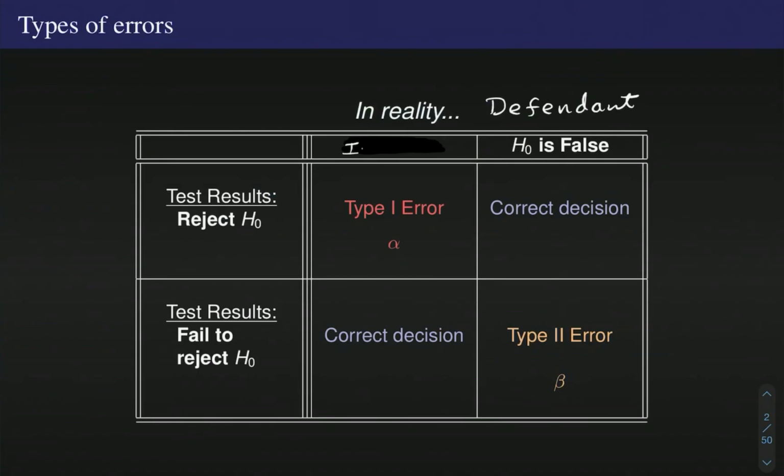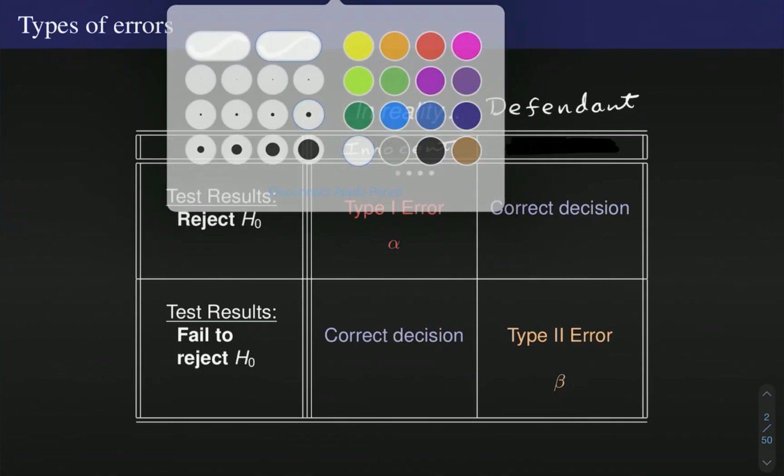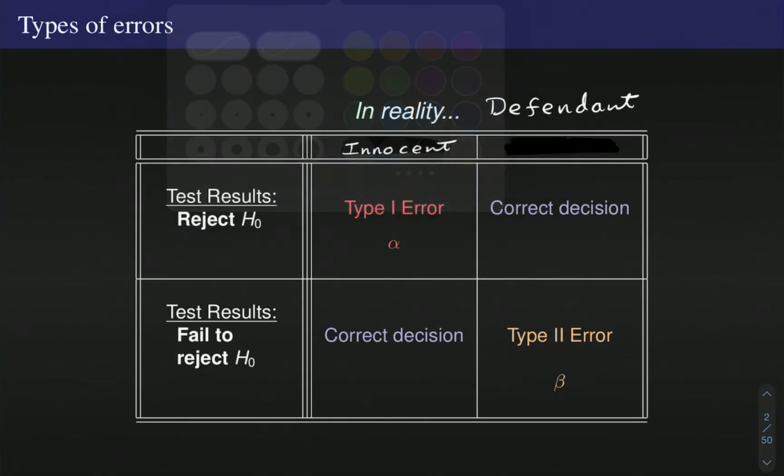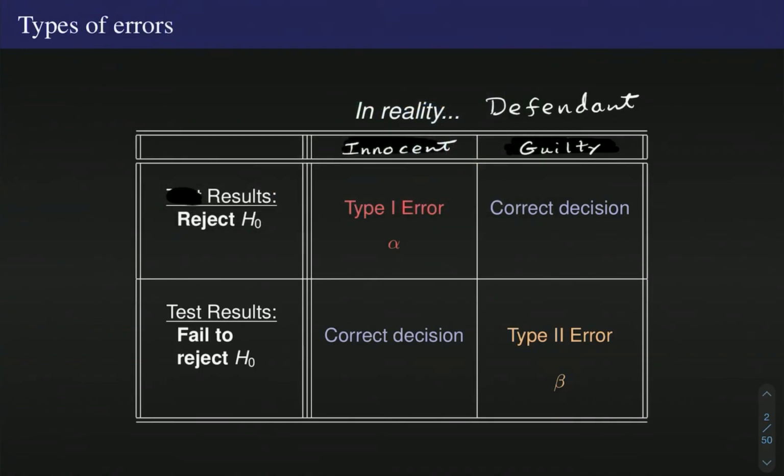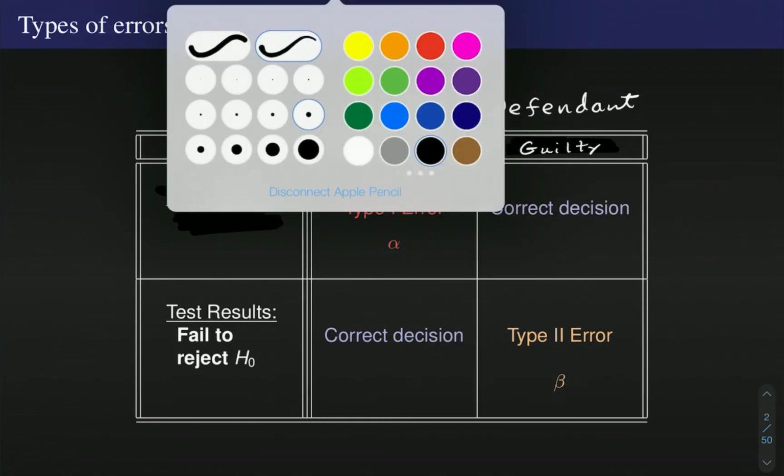So I'm just going to start to revise my table slightly. And the null hypothesis being false is equivalent to our defendant being guilty. Now, in the role of our hypothesis test, this is what the jury makes a final decision about. So if the jury decides to reject H0, that's equivalent to the jury saying, oh, the defendant is guilty, so we should send them to jail.